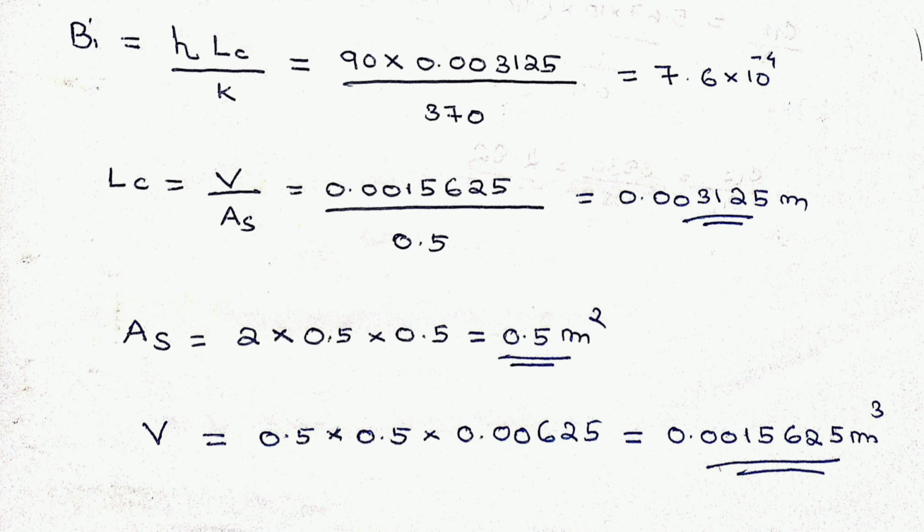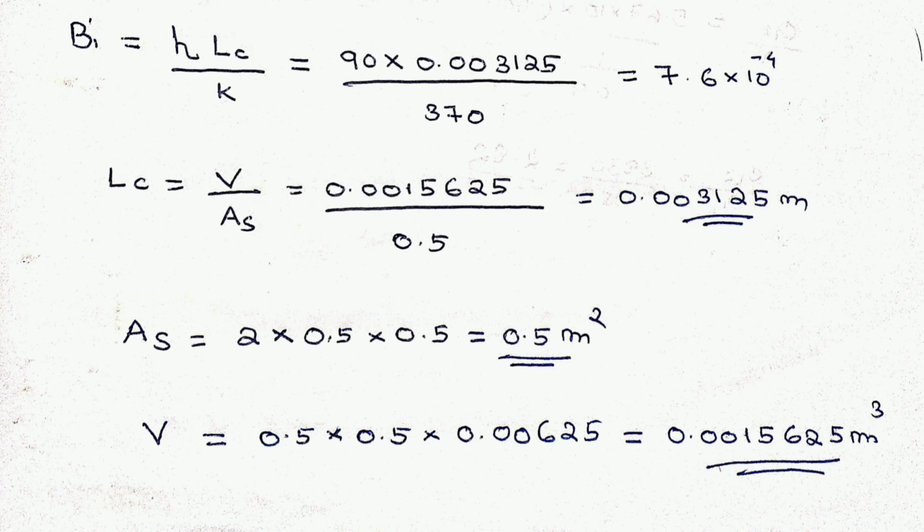Volume we know is length into breadth into height. We get 0.0015625. Surface area is just 50 cm into 50 cm on both sides, 2 into 50 cm. 50 cm is 0.5, so 0.5 into 0.5. We get the value of Lc as 0.003125.